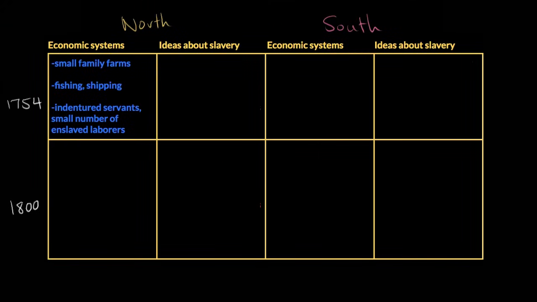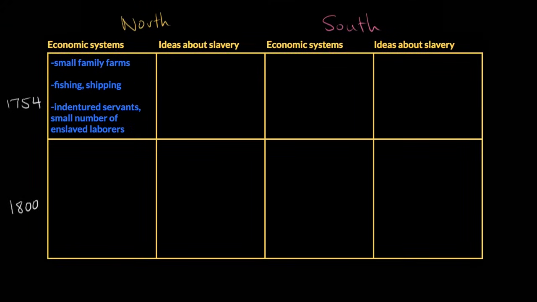So let's compare the economic systems and ideas about slavery in each of these regions in 1754 and 1800 to see what changed and what stayed the same. So first, let's look at the economic systems. In the North, where the climate and the soil was not suited for large-scale plantation agriculture, the economy centered around family farms in 1754.